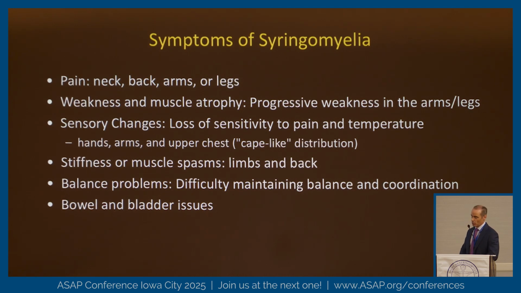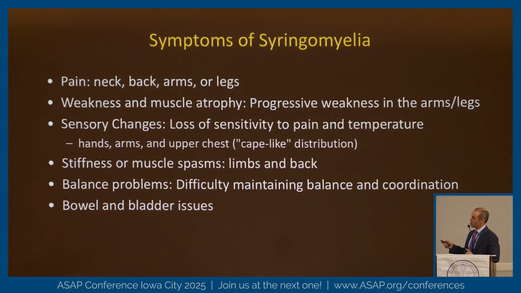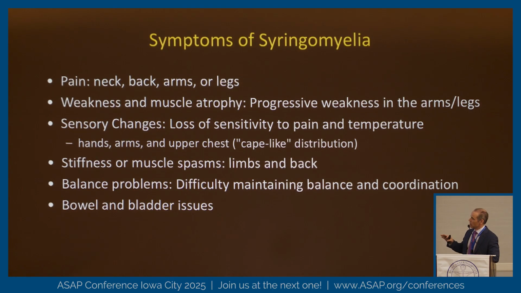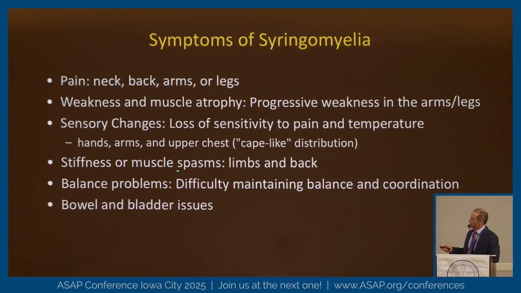So these symptoms, I've kind of gone over this already. I guess the biggest thing is that I want to reemphasize the sensory changes, which I don't really mention as much. You get this loss of sensitivity to pain and temperature, and it's the hands, arms, upper chest, and the top part of the back. You see less of that in the legs. Balance problems, you get muscle spasm or stiffness. You can have bowel or bladder issues, weakness, muscle atrophy, and pain, like that 3-year-old I showed you.